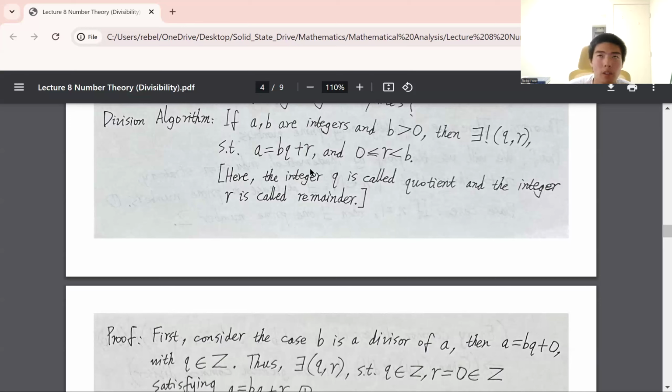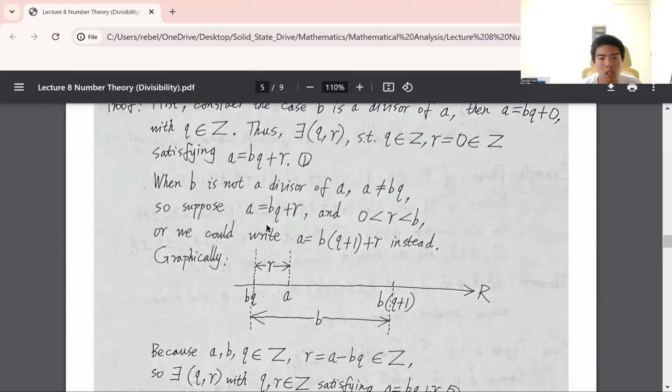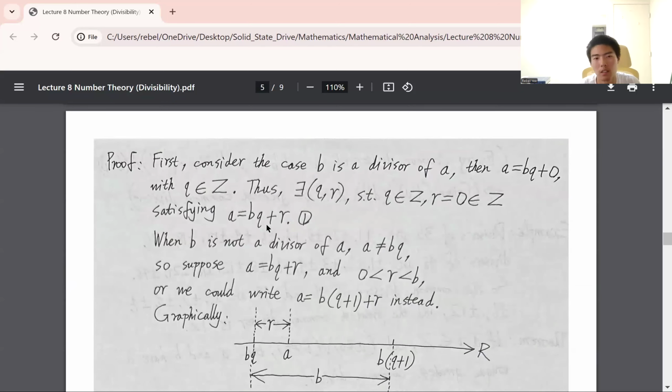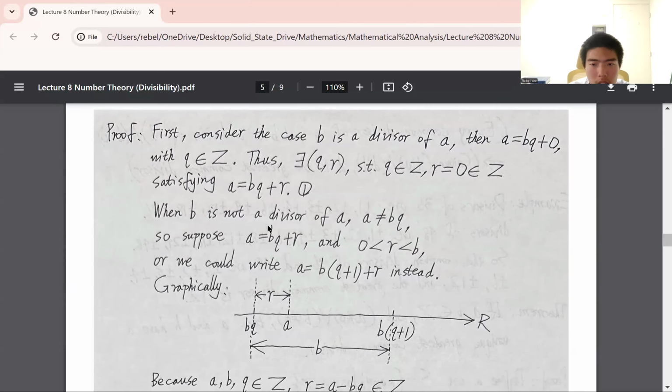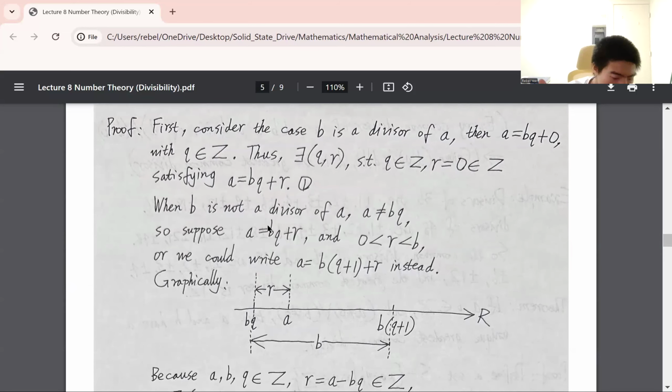And this is like what we do in a division: we can find a quotient and remainder at the same time. But this theorem says the algorithm can only find one unique Q and R. So the proving strategy is to first show its existence, then show its uniqueness. So we first see the proof of its existence.